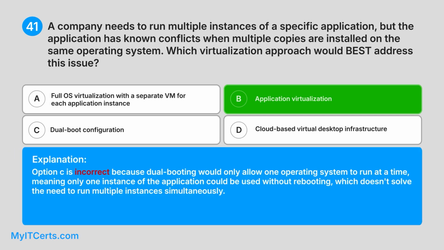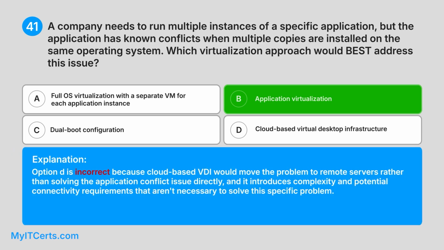Option C, dual boot configuration, is incorrect because dual booting would only allow one operating system to run at a time, meaning only one instance of the application could be used without rebooting, which doesn't solve the need to run multiple instances simultaneously. Option D, cloud-based virtual desktop infrastructure, is incorrect because cloud-based VDI would move the problem to remote servers rather than solving the application conflict issue directly, and it introduces complexity and potential connectivity requirements that aren't necessary to solve this specific problem.